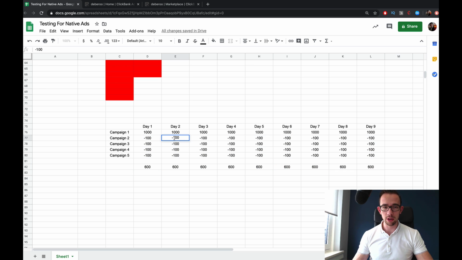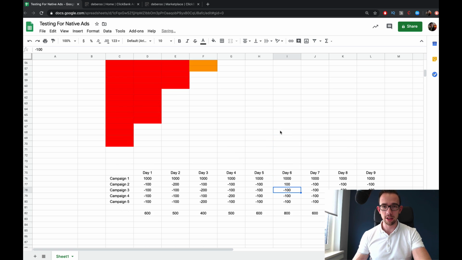But that's not how it works. So sometimes this might lose 200. This one might lose 200 here. This one might lose 200 here. And this one might lose 200 here, right? So we go from 600, 500, 400, 500, 600. And then all of a sudden, I have optimized, guys, because I'm here, right?